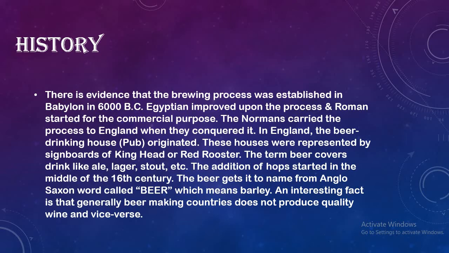These houses were represented by signboards of king head or red roosters. The term beer covers drinks like ale, lager, stout, etc. The addition of hops started in the middle of the 16th century. Beer gets its name from the Anglo-Saxon word beer, which means barley.